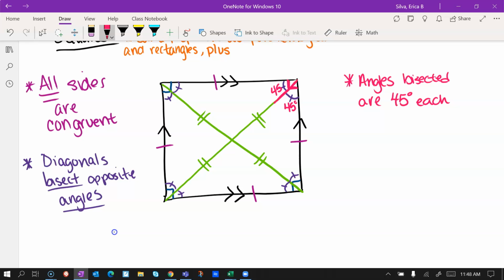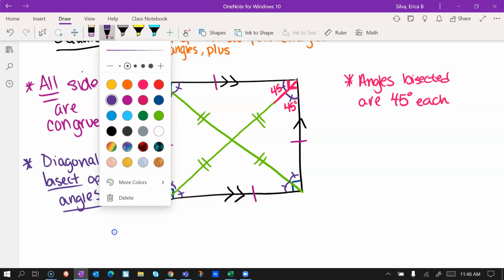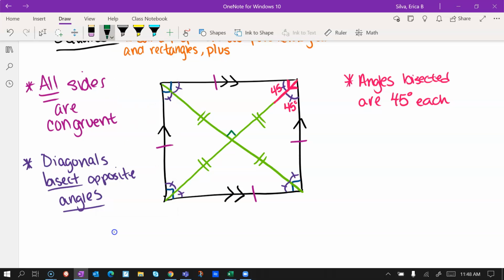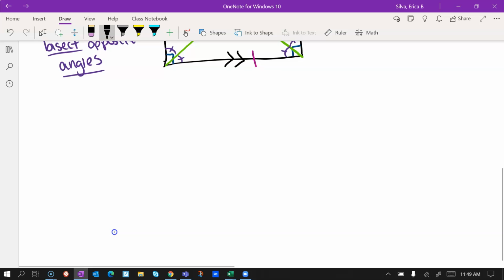And another cool thing about squares is that they bisect at 90 degrees. So diagonals bisect at 90 degrees. So this is 90 degrees, that's 90 degrees. Any questions? All right, let's go ahead and go off to an example.